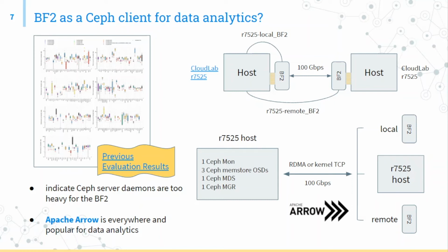The R7525 host has more than 100 CPU cores and 512 gigabytes of memory. In the following experiments, whenever Ceph is involved, the Ceph server daemons are always running on an R7525 host, and OSDs are running on MemStore. I will compare the object accessing performance from a local BlueField-2 card, a remote BlueField-2 card, and from the host.